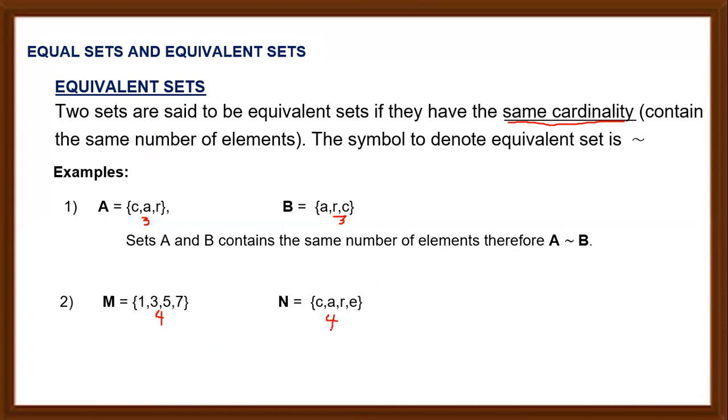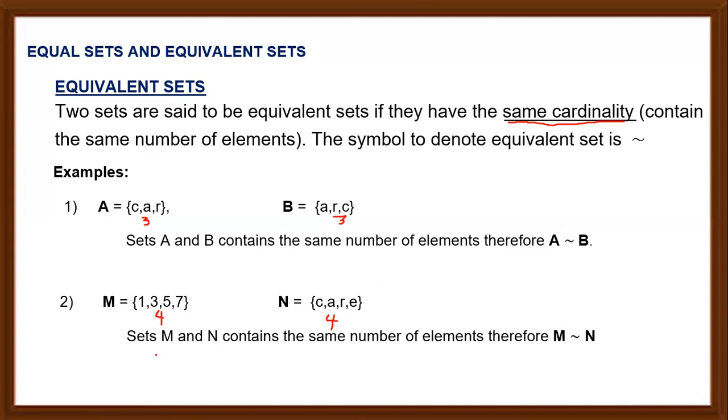Ibig sabihin yan, automatic, kailangan ma-identify natin na set M and N contain the same number of elements or cardinality. Therefore, set M is equivalent, ito yung symbol, to set N. Yan lang po yung sagot natin.